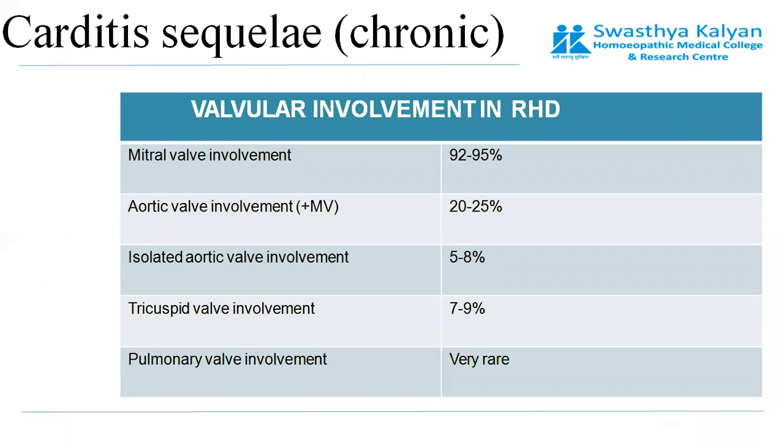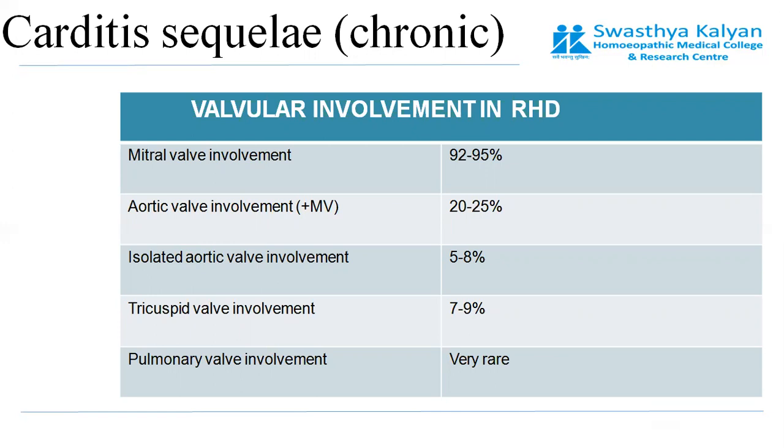Now we'll see the sequelae of carditis. What happens when the acute carditis or the acute symptoms of carditis stay for a pretty long period of time? The valvular involvement in rheumatic heart disease leads to involvement of the mitral valve, which is the most common valve involved in rheumatic heart disease.